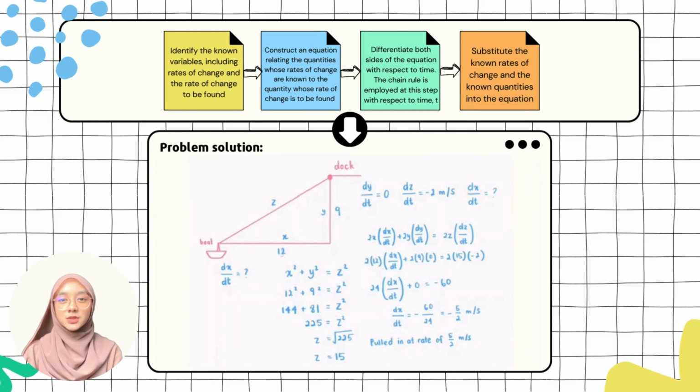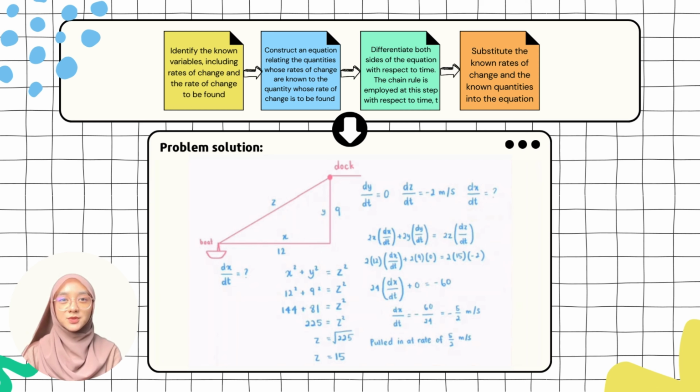Relating the distances using Pythagoras theorem, x squared plus y squared equals z squared. We need to find the z value when x is equal to 12 and y is equal to 9. Then we will get z is equal to 15. Differentiate both sides of the equation with respect to time. The chain rule is employed at this step with respect to time t. Here, we use the product rule formula, which is uv prime plus vu prime.